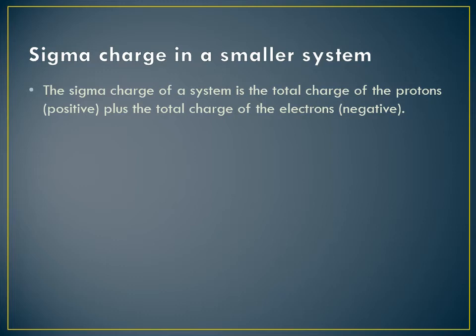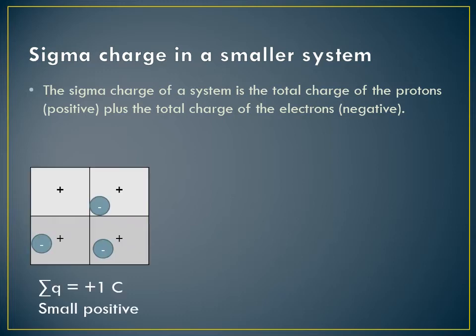The way you can find or calculate the sigma charge of any system is just the total charge of the protons, which will be positive, and then you add the negative charge from the electrons. So for example, if we have a system of 4 atoms down there, 3 of which have electrons and each of which has 1 proton, the sigma q is +1 coulomb. We've got 4 pluses and 3 minuses, so this is an overall small positively charged object.